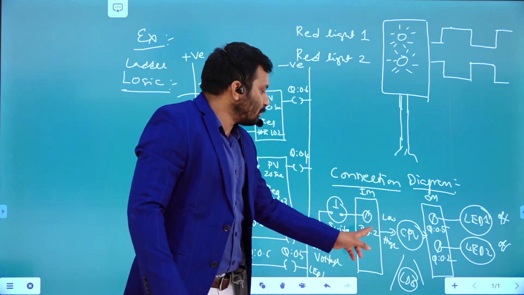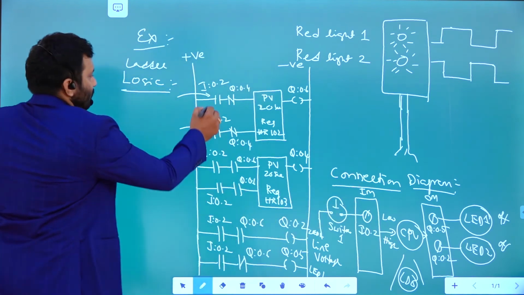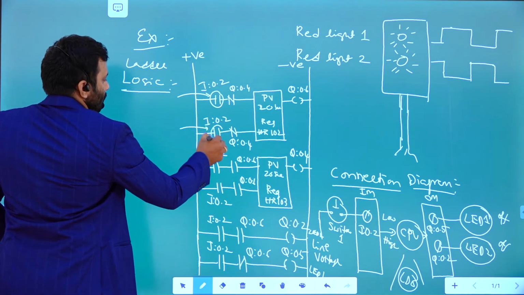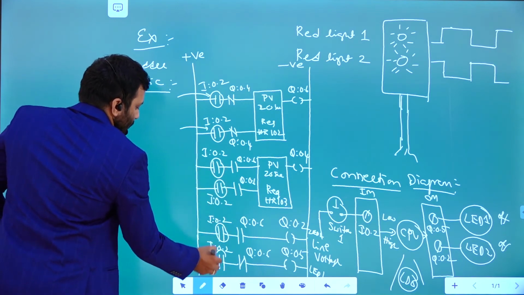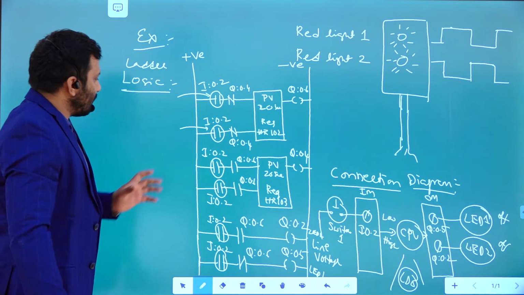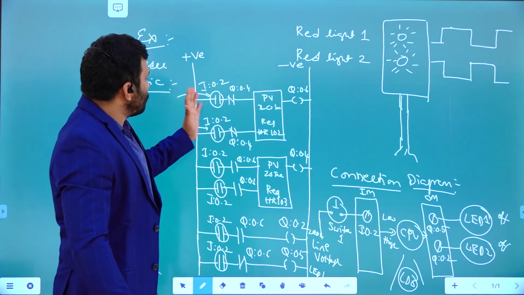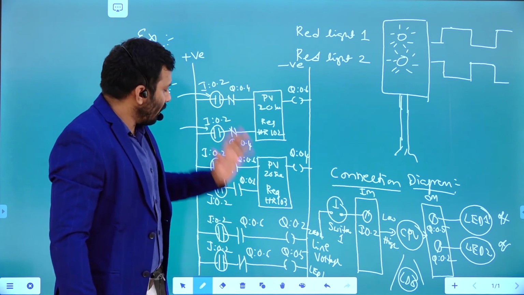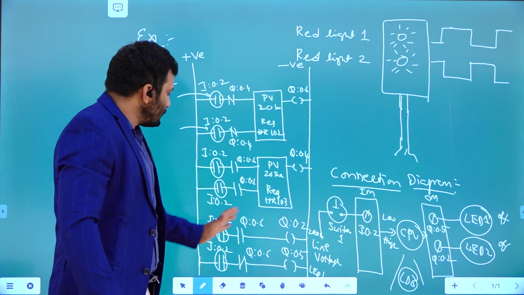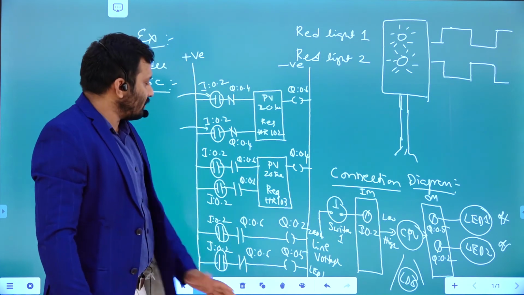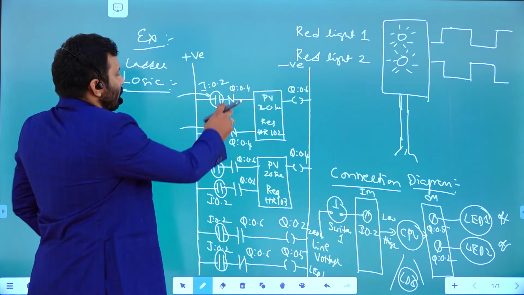That means the corresponding bit in the input image block is going to be high. So this is also high, and all of these are high. Look at this particular one, how the PLC is going to work. It is going to execute one rung at a time. It is going to execute this rung, then this one, then this one, then this one. Like that it works, one rung at a time. First look at this particular one.